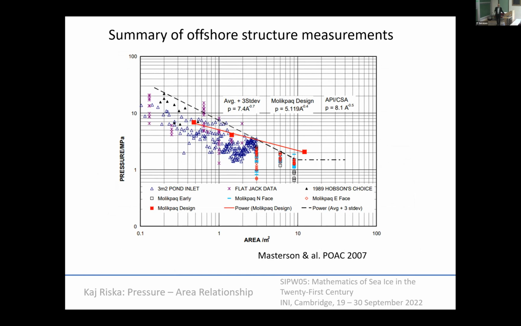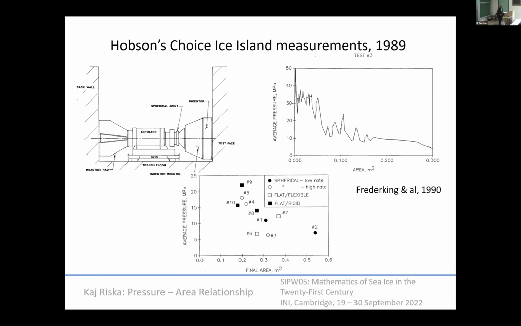They are different. I don't describe these different measurement campaigns, except this Hobson's Choice ice island. This was a big ice island north of the Canadian archipelago, where they flew a huge amount of equipment with a Hercules airplane and made a big trench. I think this was 5 meters deep, and then used a huge hydraulic jack and measured pressures.